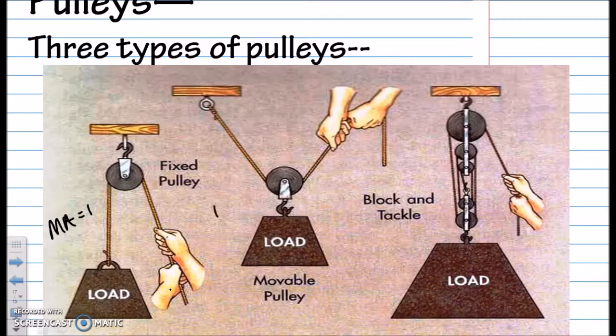Movable pulleys always have an MA of 2. Okay, and so they always have that. I don't know of too many instances where we use that, except for like a zip line. The other kids were talking about that. But with a block and tackle, the MA can really vary. So let's go over how we can figure that out.